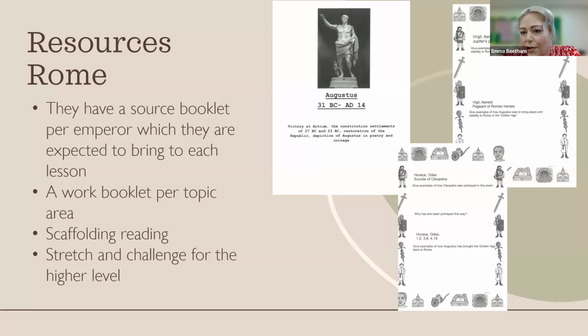So hopefully you can just about see it from some of the pictures that I've put there. This is just a couple of examples from the booklet that I do on the victory at Actium, settlement of 27 BC, 23 BC. So the separate source booklet has the poems in Horace, Virgil, etc. And then we will read the poems usually in class as a group, just to help with some of the wordings, so they can all get something from the source.